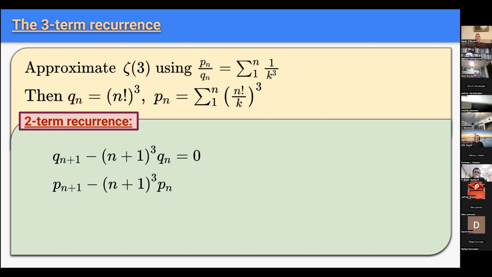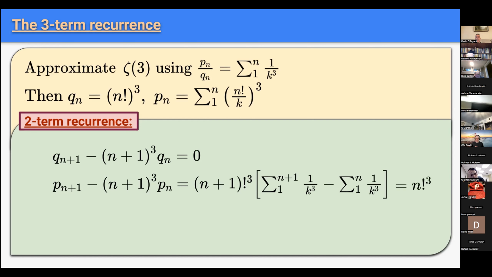So it's not hard to just write down what we have. For example, in Pn plus 1, we have this n plus 1 factorial, which goes out. In Pn, we have n factorial, but we also have this n plus 1. So we also have n plus 1 factorial cube. And you can check that the rest is just these two sums. And in these two sums, almost everything cancels out. And eventually, you just get n factorial cube. But n factorial cube was just the Qn that we started with. It is just the denominator. And we already know that this denominator has a 2-term recurrence.